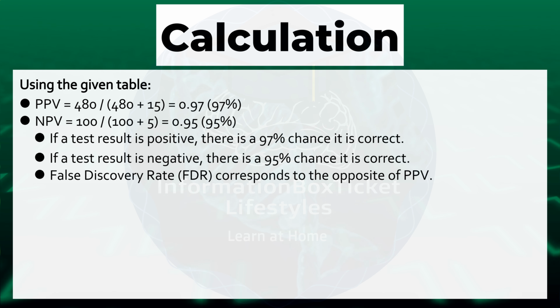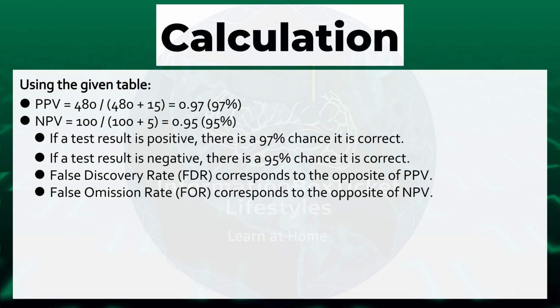False discovery rate corresponds to the opposite of positive predictive value. False omission rate corresponds to the opposite of negative predictive value.